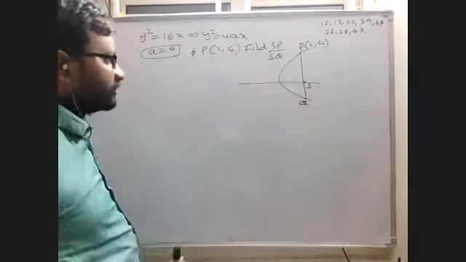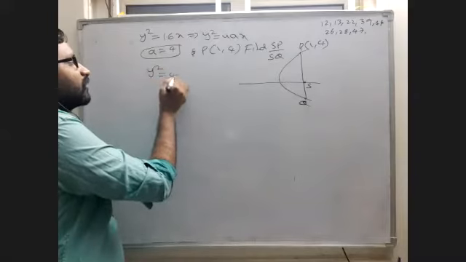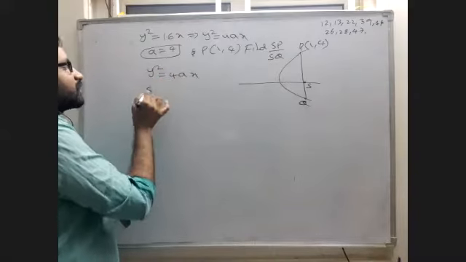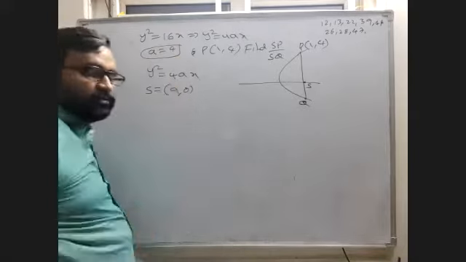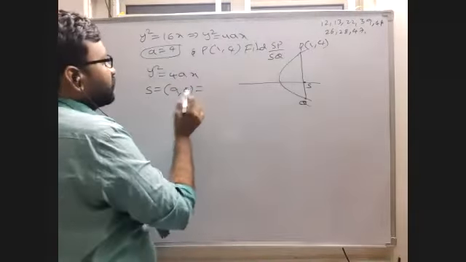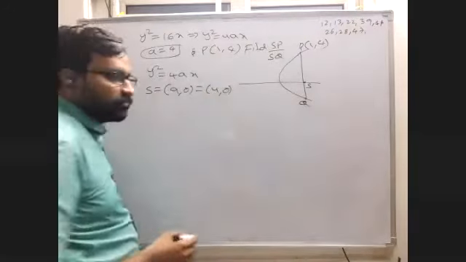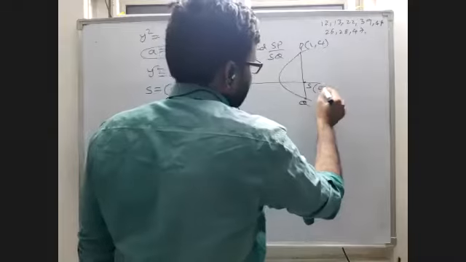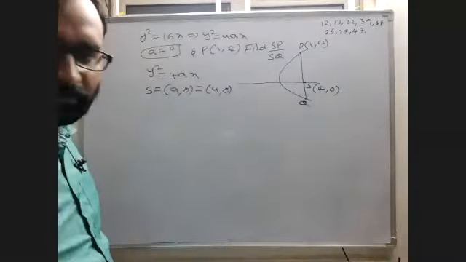S is very easy. Why? Because we have the formula for the parabola y square equal to 4ax. The focus S is a comma 0. So this is in this form only, na. That's why the focus is nothing but a comma 0, meaning 4 comma 0. This 4 comma 0 is the focus. So we got S as 4 comma 0. What about Q? Now that is the question.